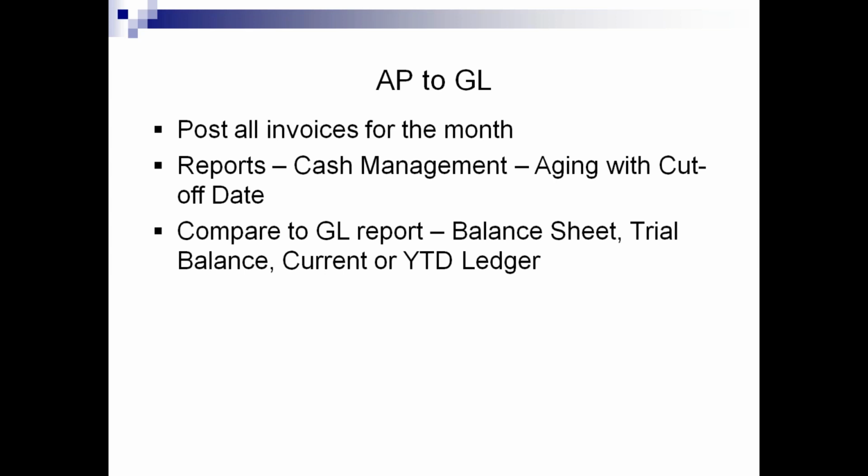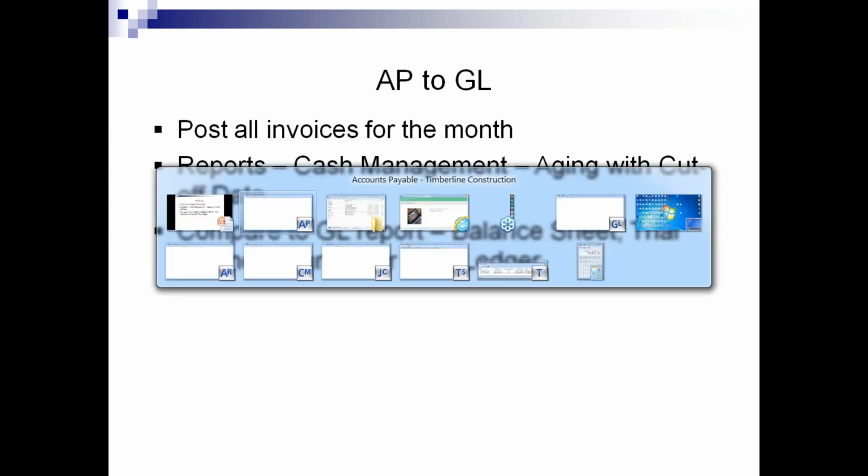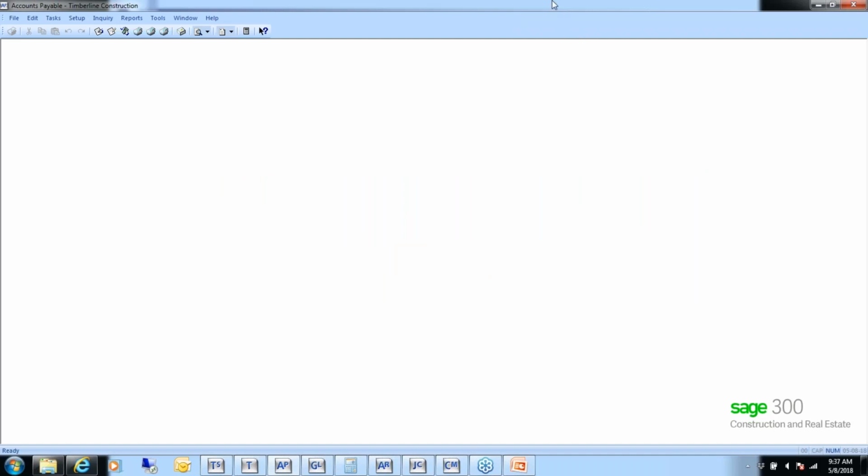One report out of AP under Reports, Cash Management, using the Aging with Cutoff Date report, and we're going to compare that to the GL balance sheet or the trial balance or the current or year-to-date ledger. We're going to compare the totals there that we get off of our aging report back to the AP liability account. So I'm going to switch over into AP right now.